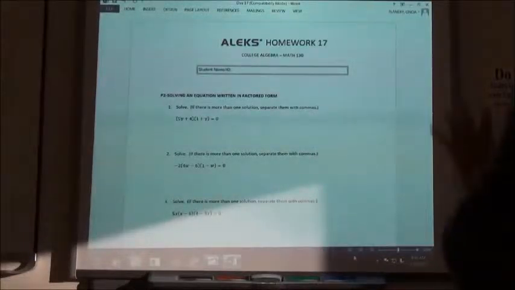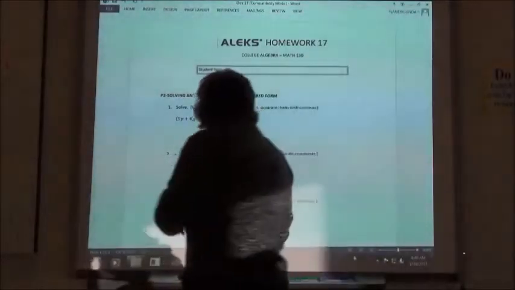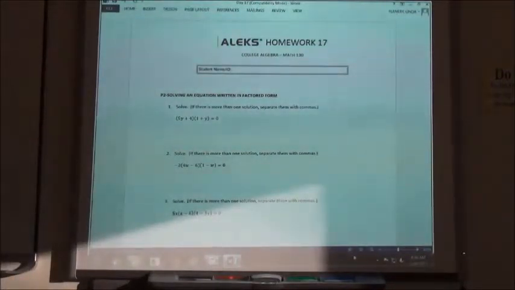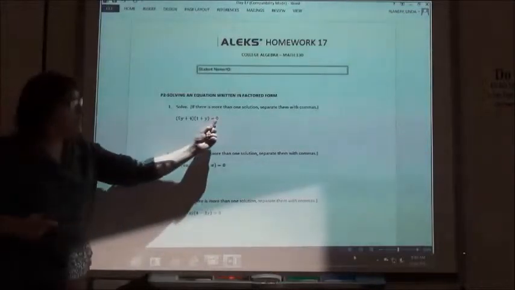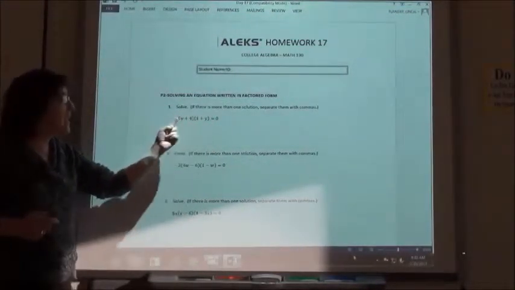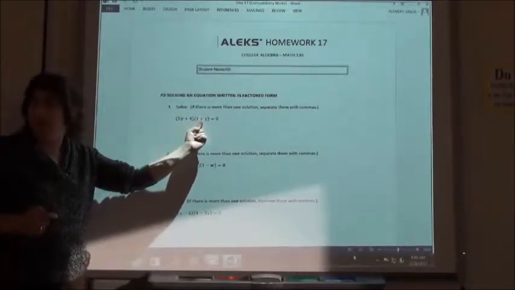All right, so on homework day 17, we're going to be solving some equations. The first ones are already going to be factored out for you. If my equations are factored and they're set equal to 0, we can break it down into easier problems. Either this could equal 0 or this could equal 0.